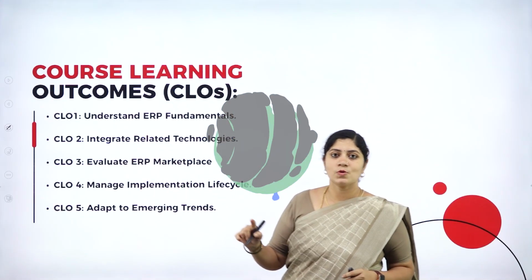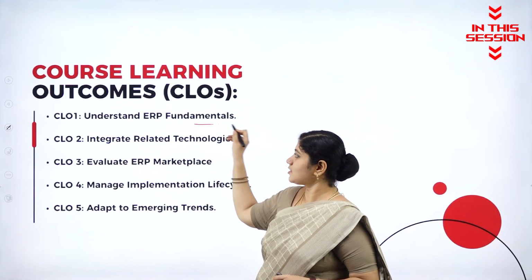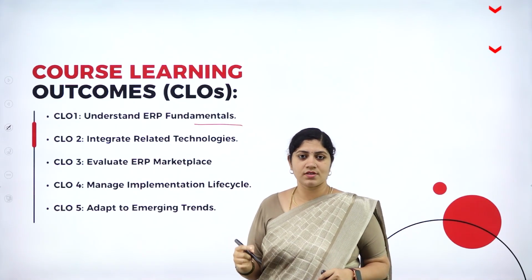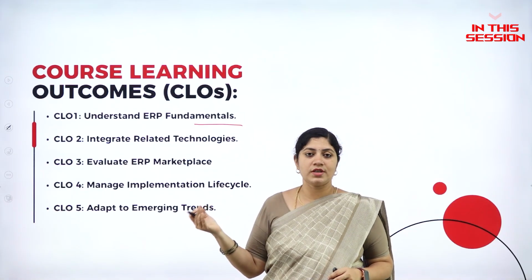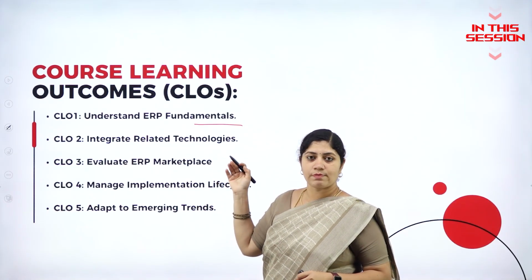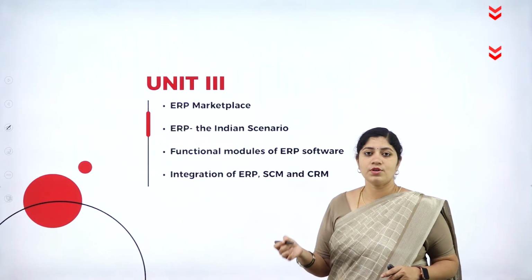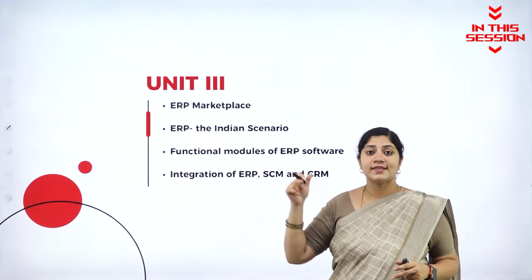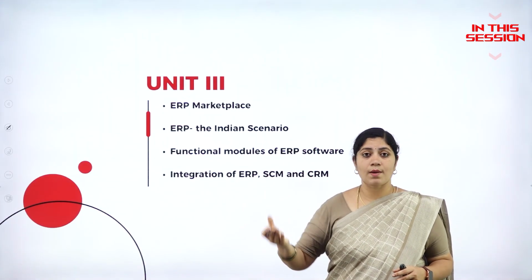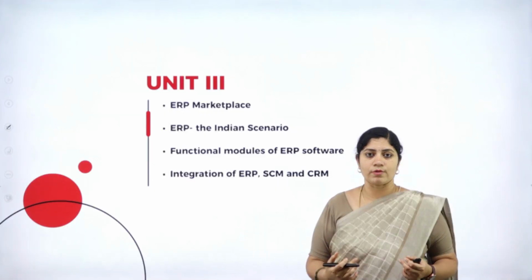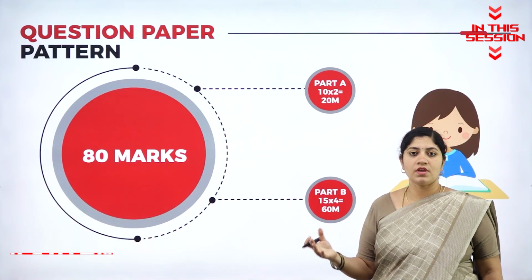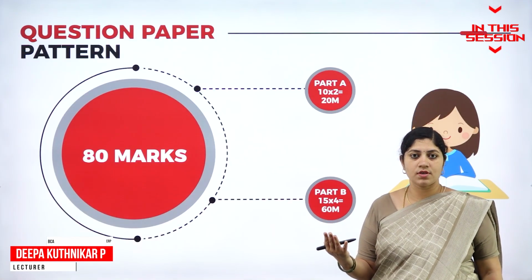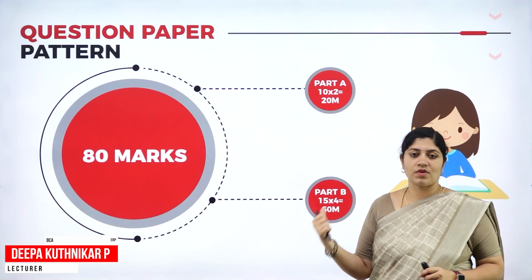The first course learning outcome is to understand the ERP fundamentals. Through this subject, initially we will be understanding the ERP fundamentals. In Unit 3, we learn what exactly a marketplace is and where I can apply this ERP. In part B, you'll have a total of 4 questions and each question carries 15 marks.